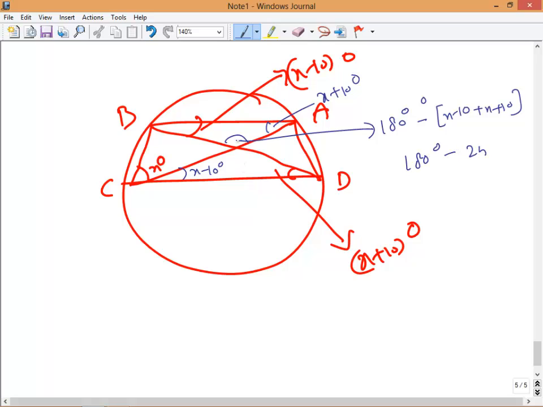If this is 180 degrees minus 2x, this is going to be 180 degrees minus 2x. It means that this is going to be 2x. This is going to be 2x. This is going to be 180 minus 3x. It means that segment CD is going to be 180 minus 3x. So now x plus x minus 10 plus x plus 10 plus 180 minus 3x equal to 180. Now you can find it out.